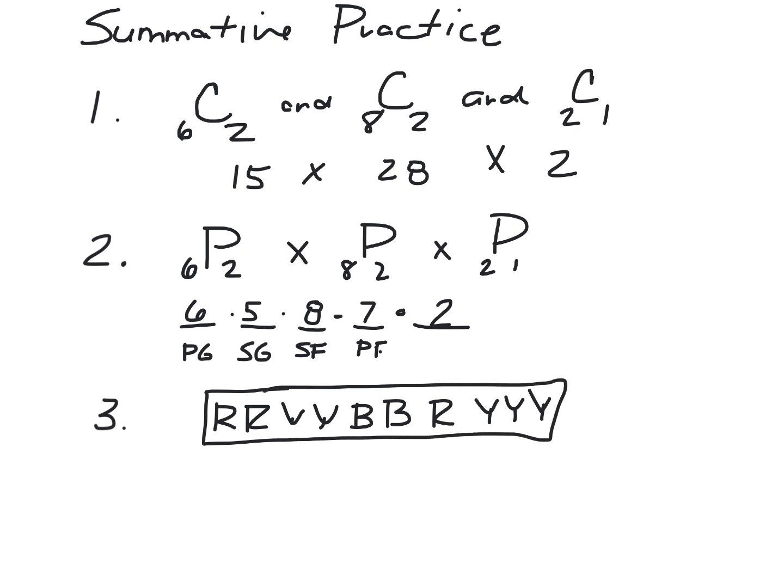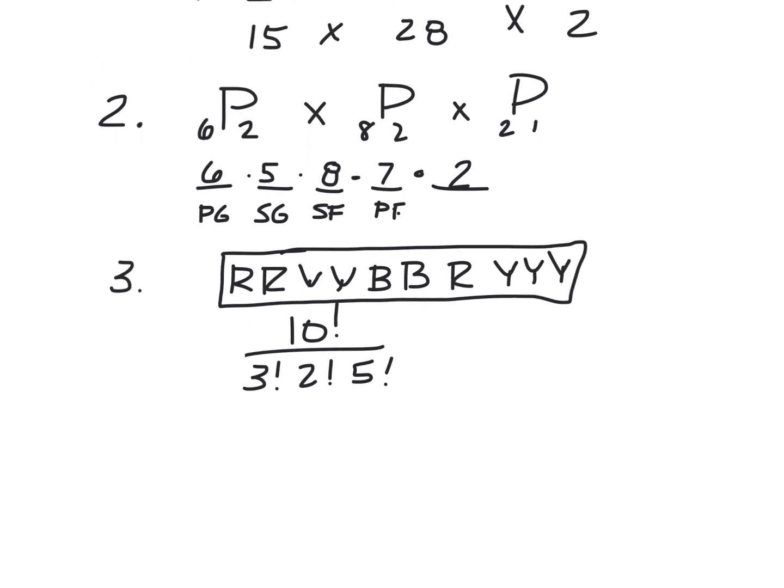There is repetition. So therefore, we've got 10 letters, and we have repeats. We've got 3 reds, we've got 2 blues, and we've got 5 yellows. So 10 factorial divided by 3 factorial, divided by 2 factorial, divided by 5 factorial.